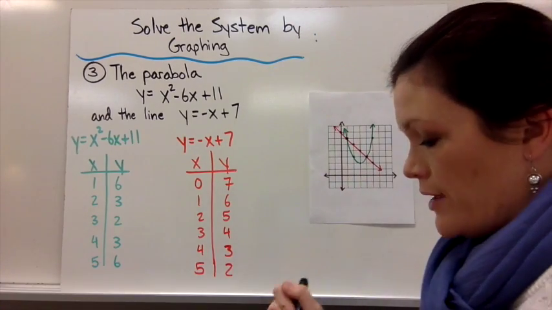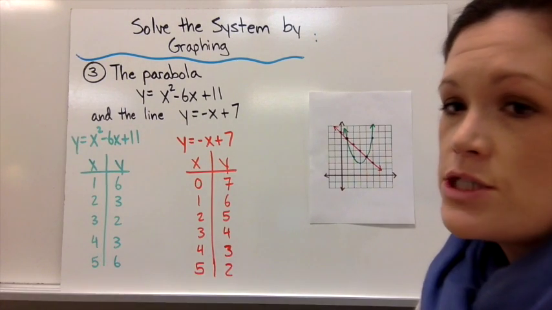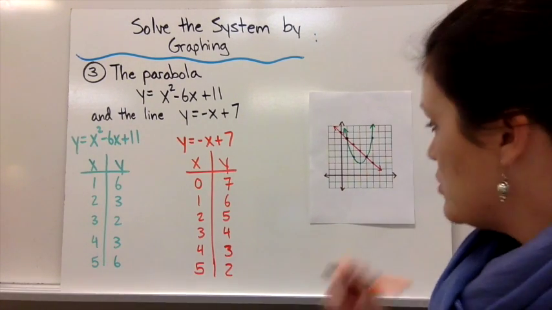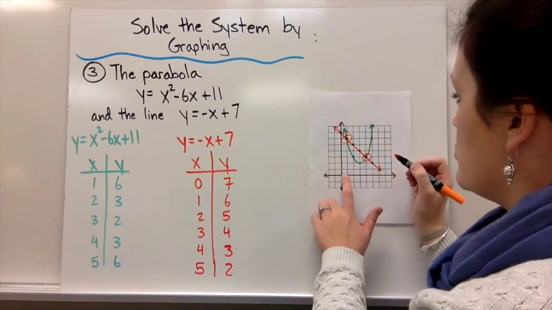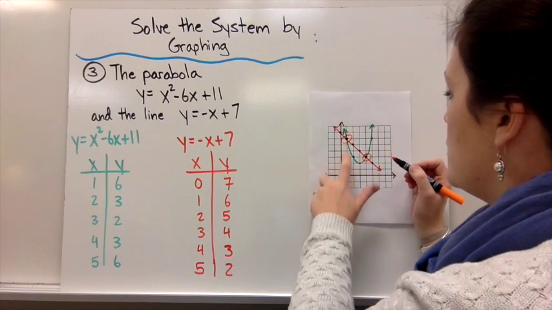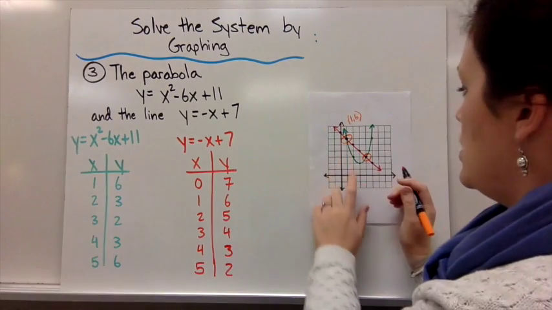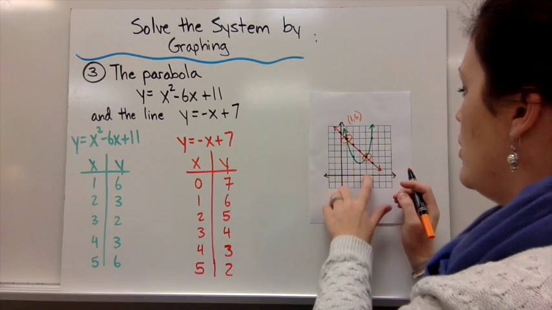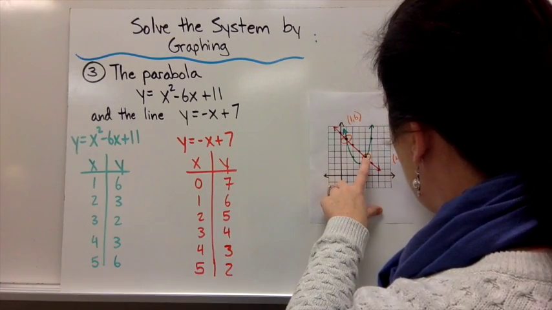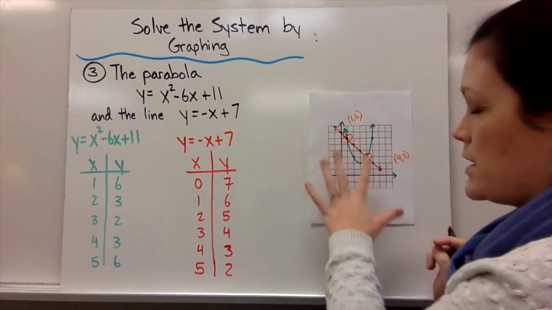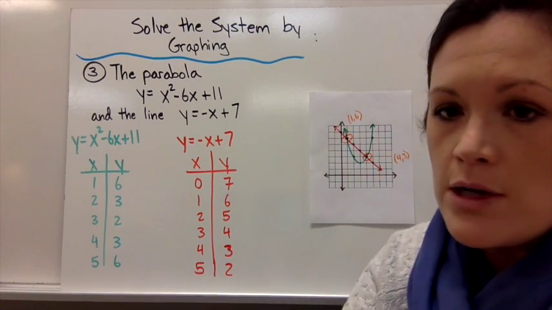And using graphing, if you're a visual learner, this method really appeals to you because it's easy to just see where your solutions are. So your solutions are where these two graphs intersected. So I have a solution at 1, 6. And 4, 3 was my other solution. So I can clearly see there are two places where they intersect, and those are the 2 points that are my solutions.